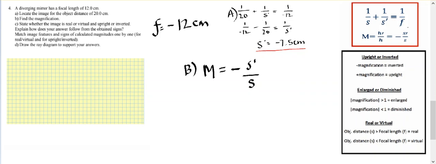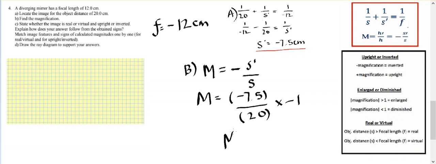Plug our values in. However, remember, your S prime value itself is negative. You have to make the whole thing negative after. So we get a total magnification of 0.375.